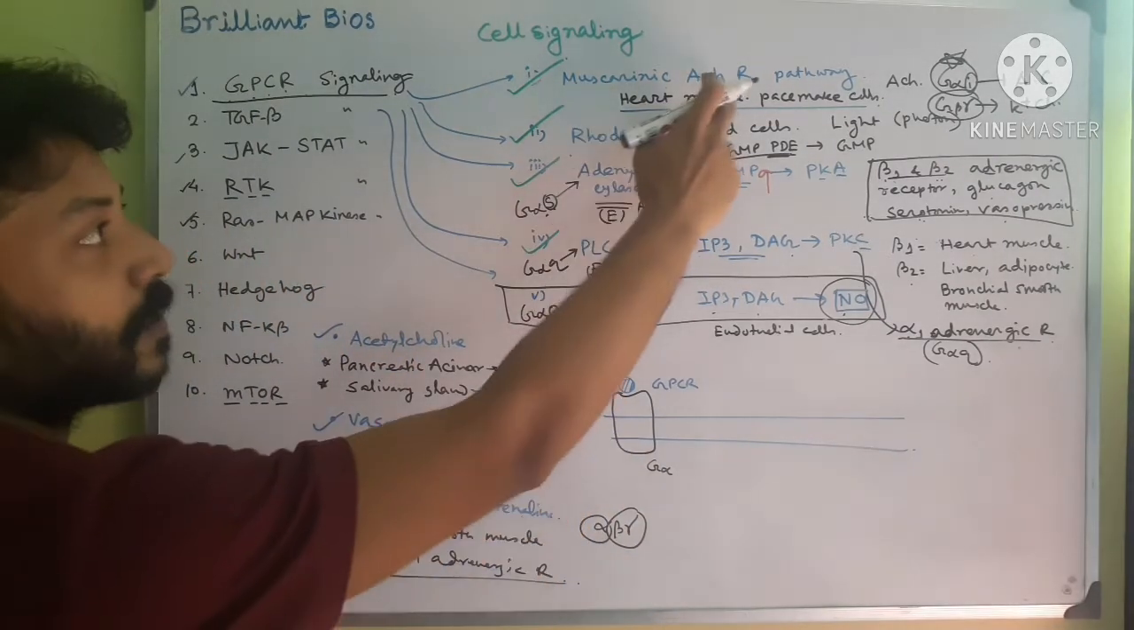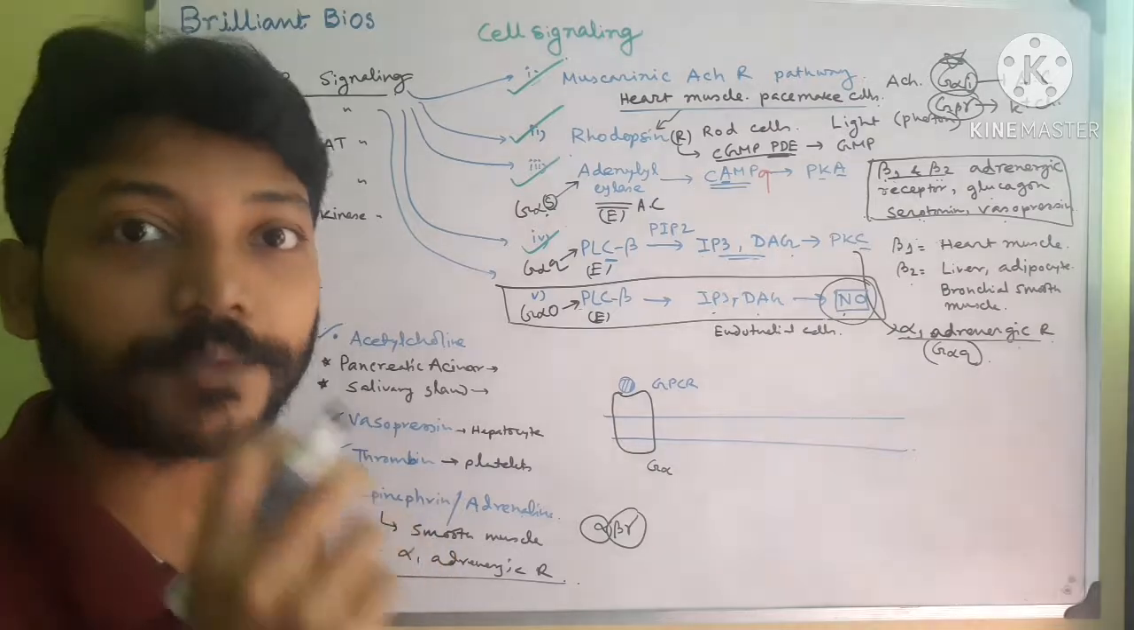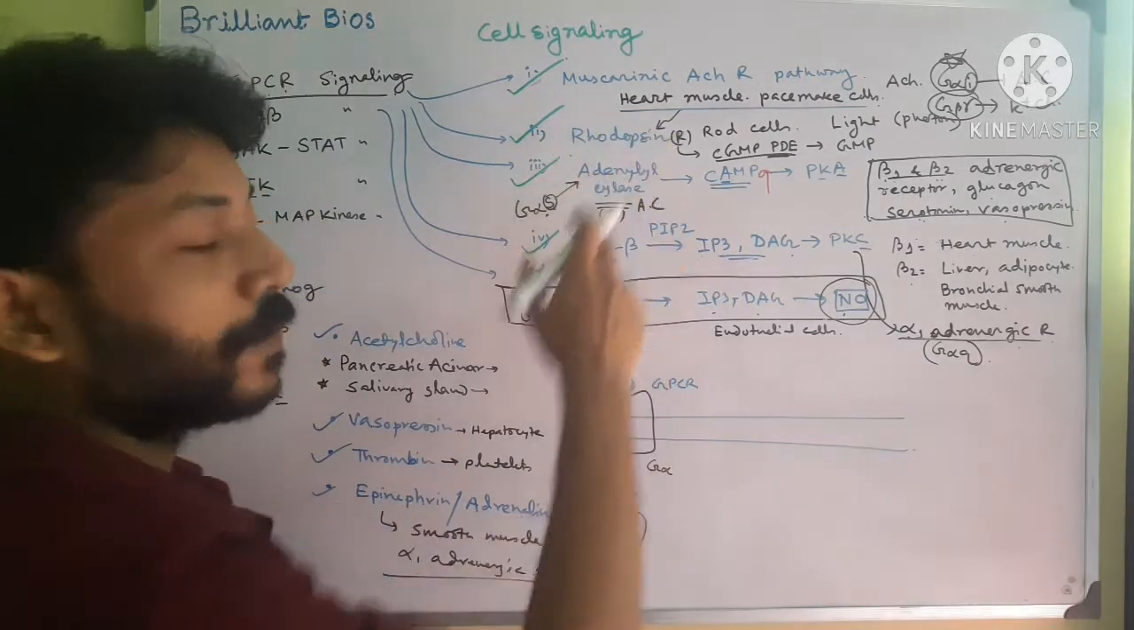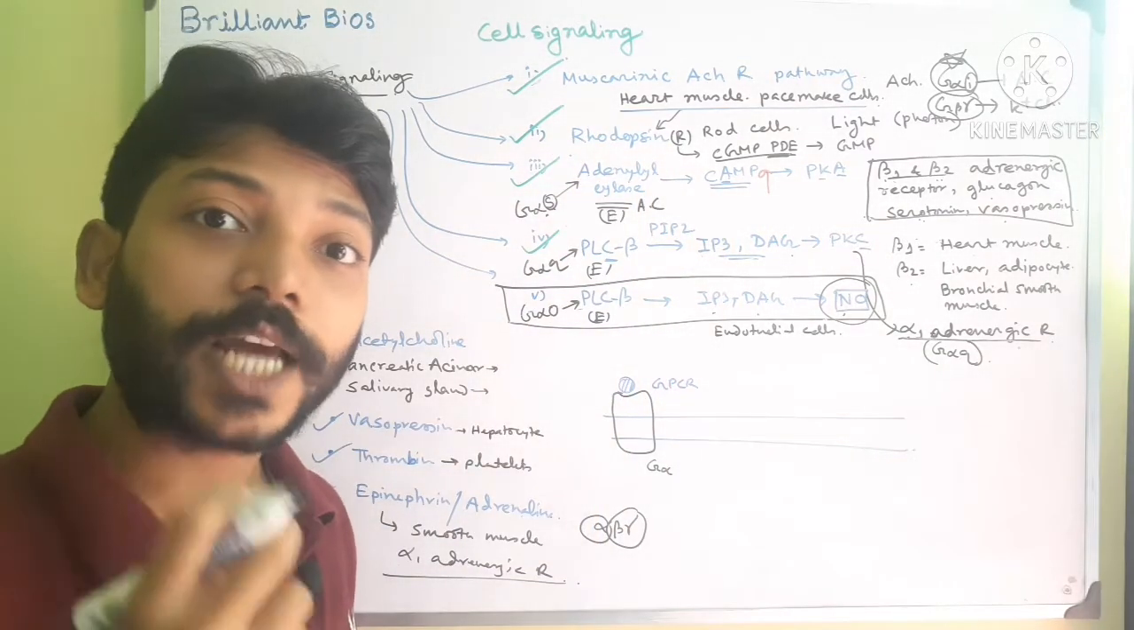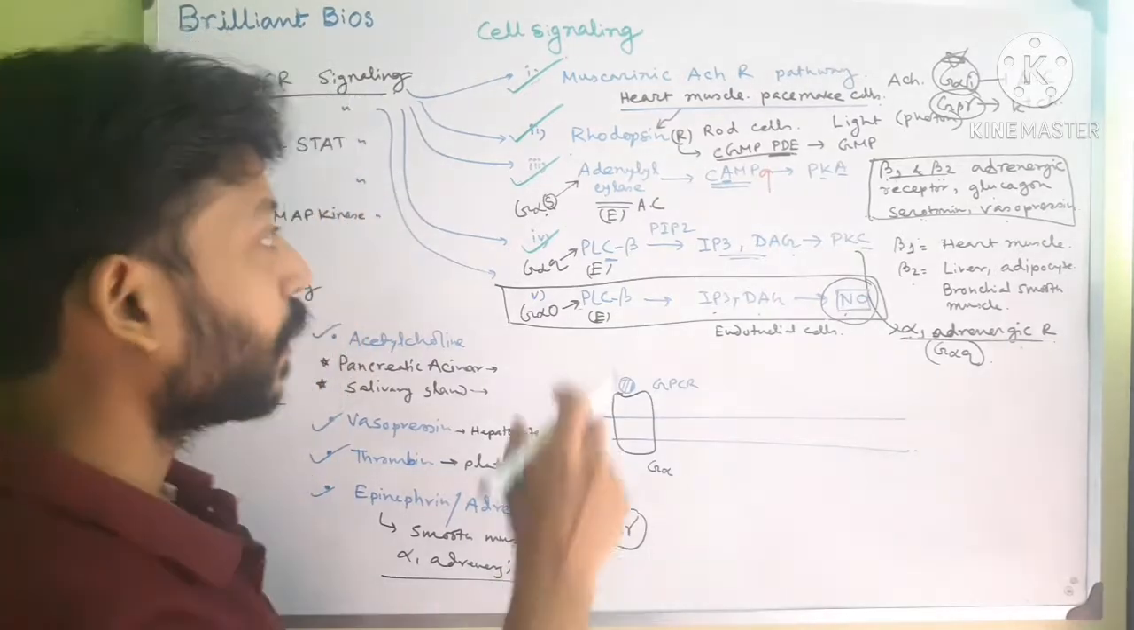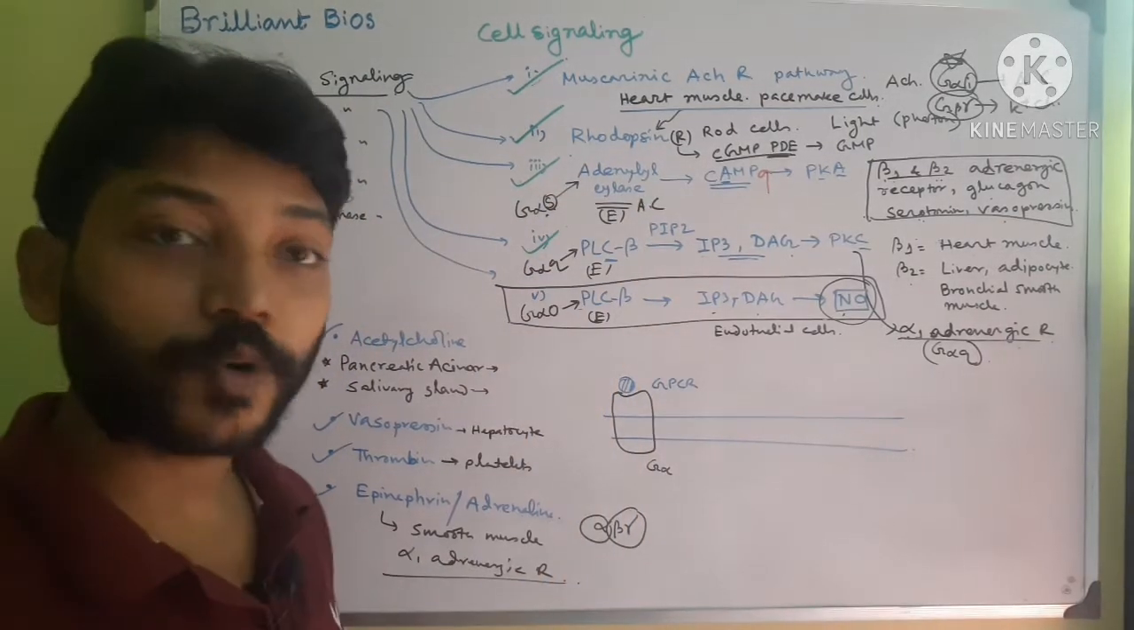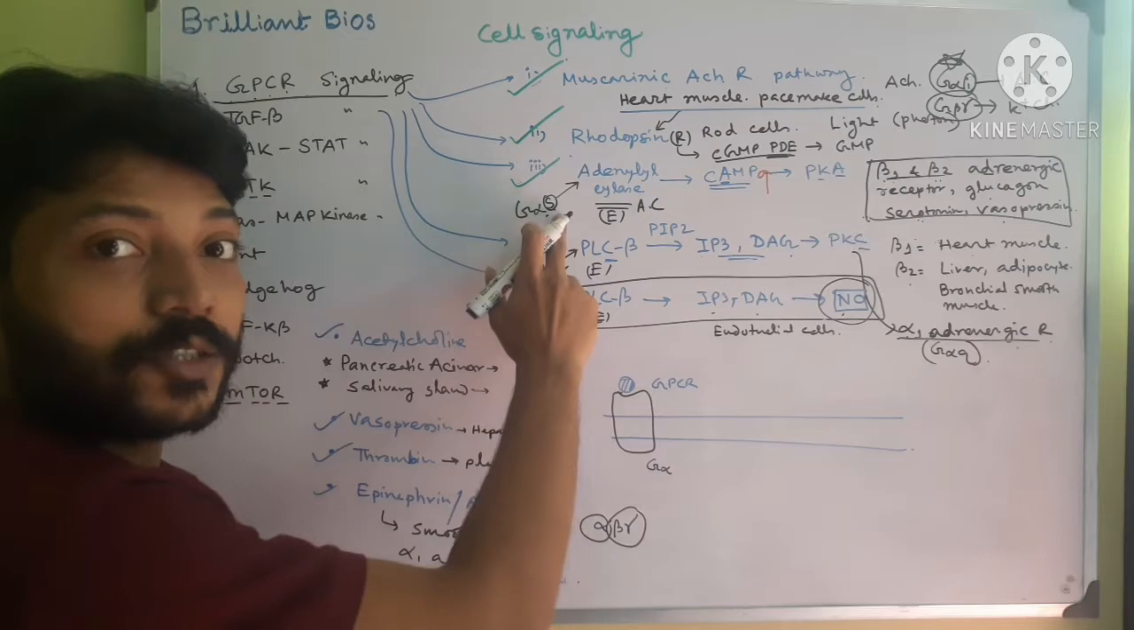In case of the muscarinic receptor, this is G alpha I, that means inhibitory. In case of rhodopsin, the G alpha protein is called G alpha T, T for transducin. In case of adenylyl cyclase, the protein is called G alpha S, S means stimulatory.